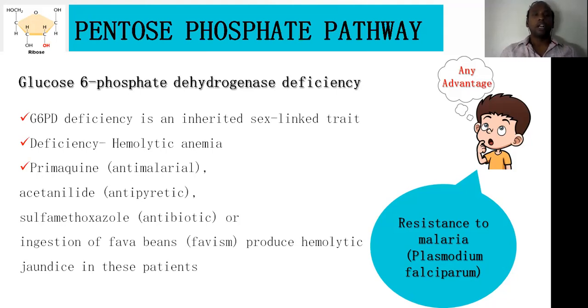The best example I have given is the African people. The African people lack glucose 6-phosphate dehydrogenase, so definitely they are resistant to malaria. This is one kind of adaptation to climatic conditions. In that nature there are a large number of mosquitoes, so this is one kind of African adaptation so that they cannot be affected by the malarial parasite. Definitely they are safe from malaria. This is one of the advantages related to this deficiency.